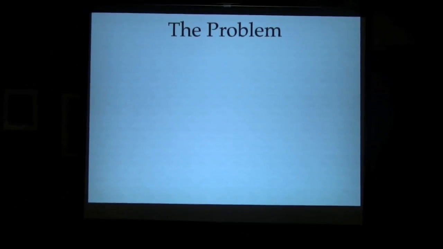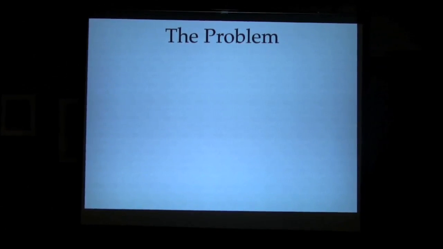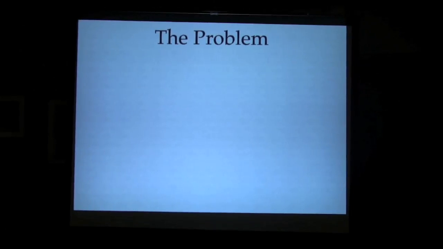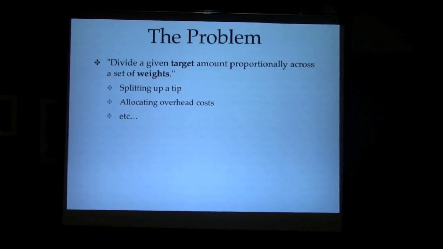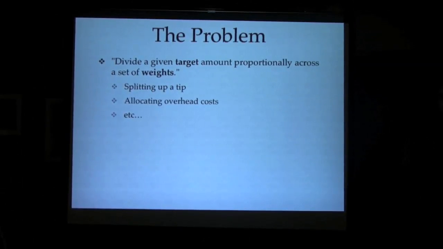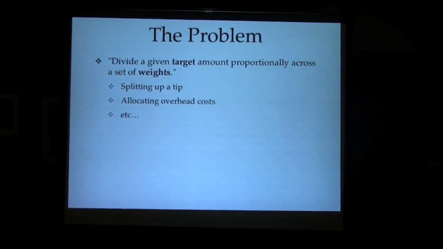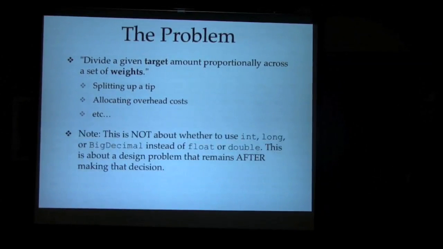The idea of an algorithm description, to me, is the minimum number of facts so that everything just logically falls out, and maybe you can even pick up something useful out of it. What's the fair allocation problem? Given a target amount, divide it proportionally across a set of weights in the statistical sense. So, splitting up a tip, allocating overhead costs from an invoice, and so on.